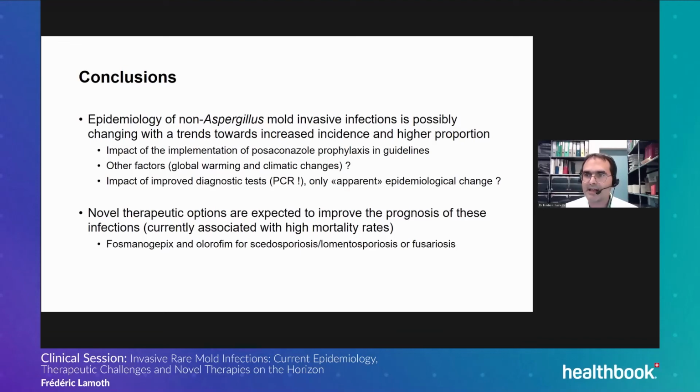So in conclusion of this presentation, the epidemiology of non-Aspergillus mold invasive infections is possibly changing, with a trend towards increased incidence and higher proportions, possibly due to the impact of the implementation of posaconazole prophylaxis, but possibly other factors like global warming, climatic changes, and also the impact of improved diagnostic tests.